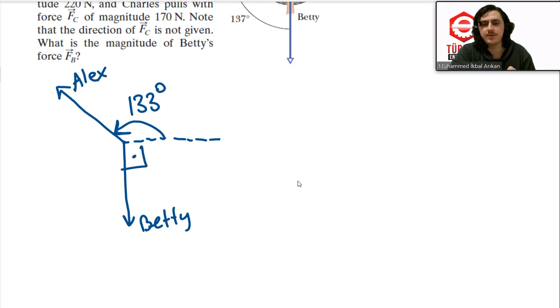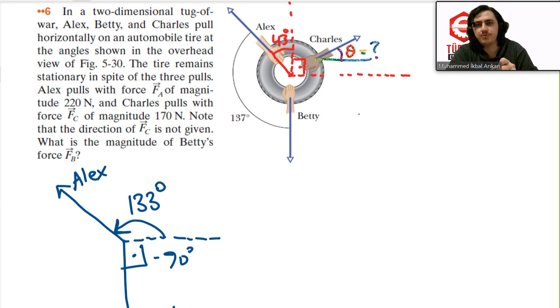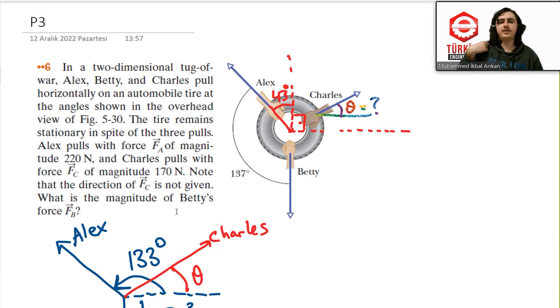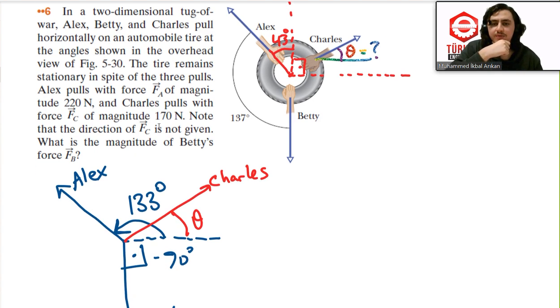So it is negative 90 degrees, and Charles is pulling in this way. So by angle theta, this is Charles. What I must calculate, let's see. Alex pulls with a force of 220. So this is known. Alex will be just 220 Newtons.